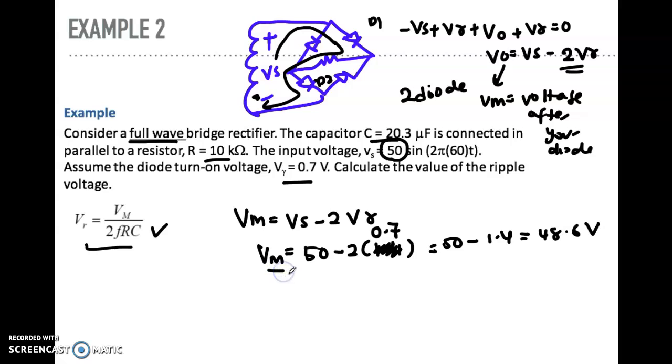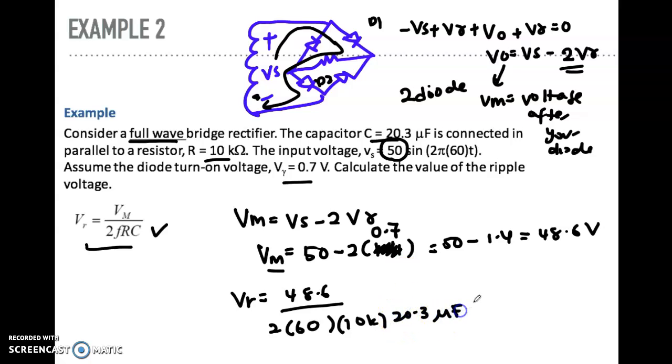So this is the voltage after the diode. So the question says you want the ripple voltage. So your Vm here is 48.6 divided by 2. F given here is 60 because 2 pi ft, right? Multiplied by your R is given here 10k, and your C is given here 20.3 microfarad. And then you can get your ripple voltage here is 2 volt. 2 volt for full wave rectifier.